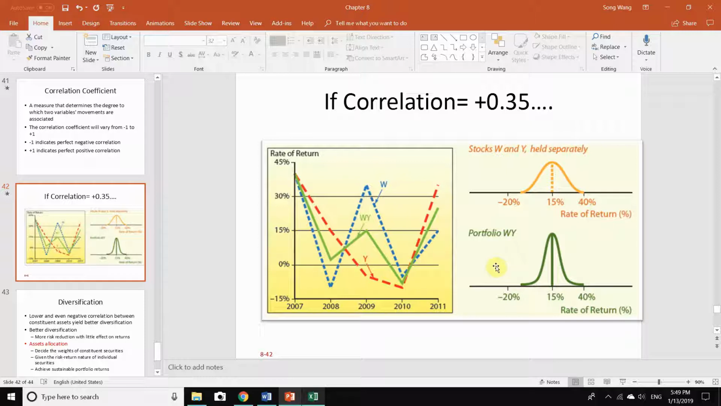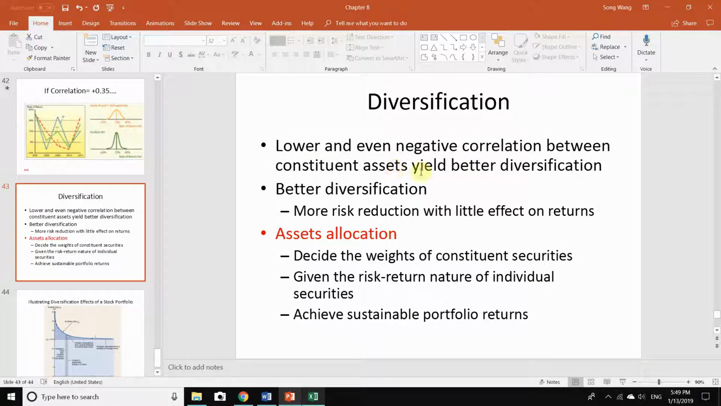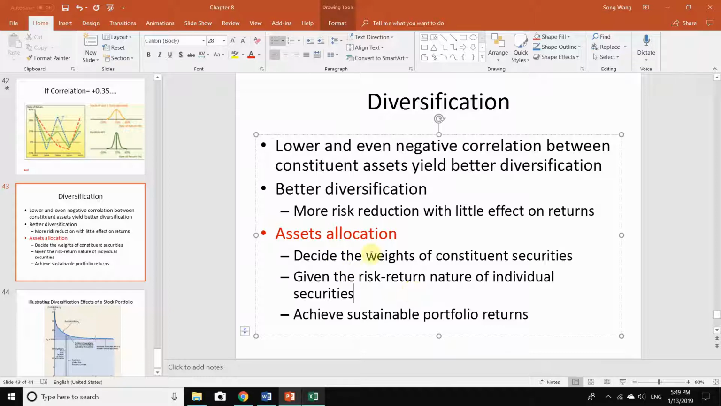If you add stocks with a low correlation, then your portfolio risk would be reduced. The whole idea of diversification is that if you have a lower or even negative correlation between constituent assets, then you reach better diversification. Better diversification is defined as more risk reduction with little effect on returns. Based on this, you can decide what weights you put on the constituent securities.